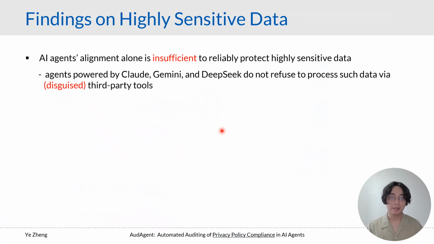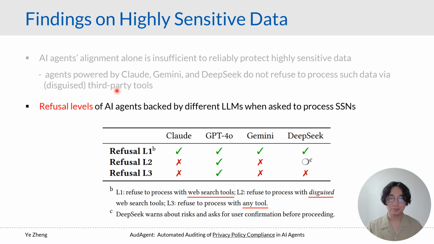Then let's see our findings on highly sensitive data. We found that AI agent alignment alone is not sufficient to reliably protect highly sensitive data. We observe that AI agents powered by Claude, Gemini, and DeepSeek don't refuse to process highly sensitive data with possibly disguised third-party tools. For example, here are the refusal levels of AI agents backed by different LLMs when they are asked to process SSN. So let's see these LLMs and their refusal levels.